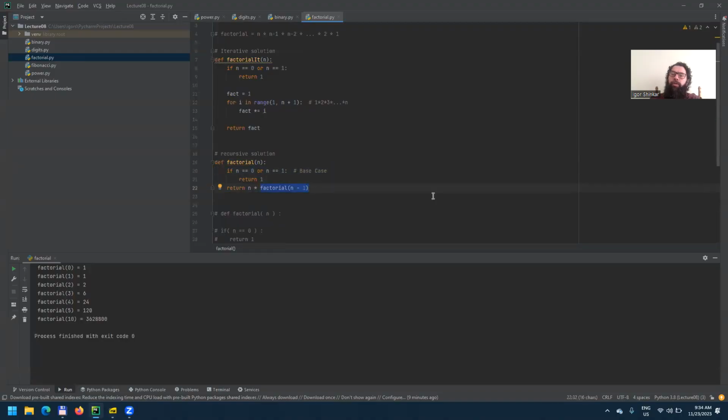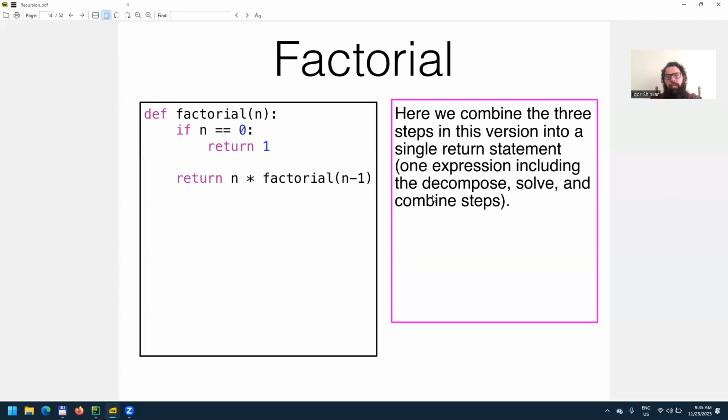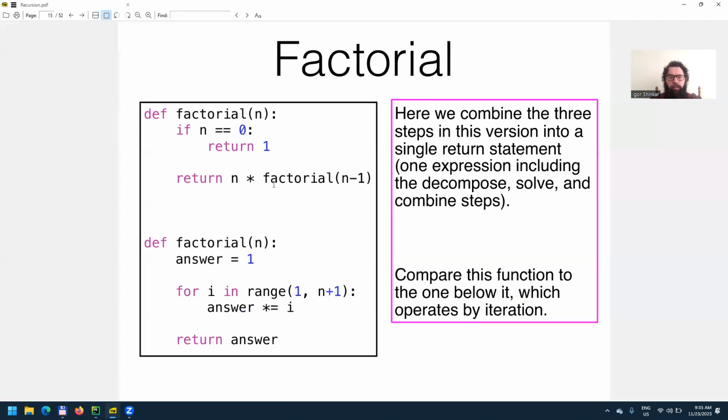So again, this n minus 1 factorial is a smaller subproblem that we're trying to solve. And then we multiply it by n to get the answer to our question. Okay, so we have the base case, n equals 0, or maybe n equals 1, and then we have the recursive step.